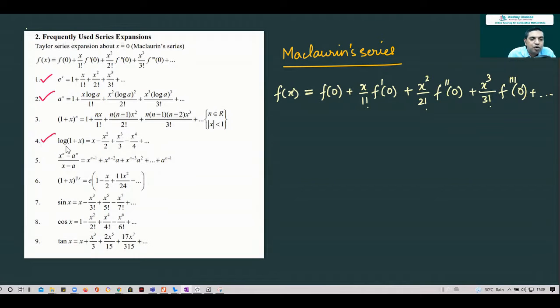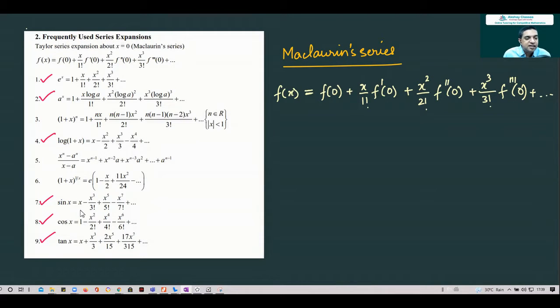Then the fourth one, log of 1 plus x is x minus x square by 2 plus x cube by 3 minus x power 4 by 4, and so on. All right. These three, or at least the first two, and the last one, at least the first two terms are very important.